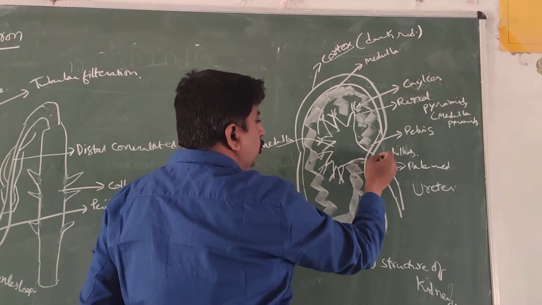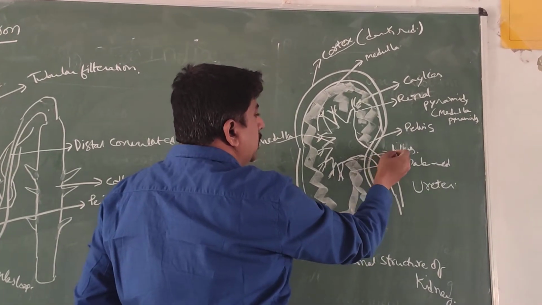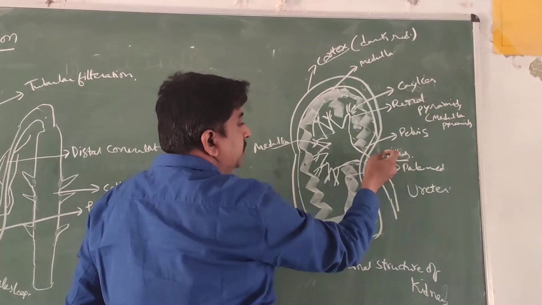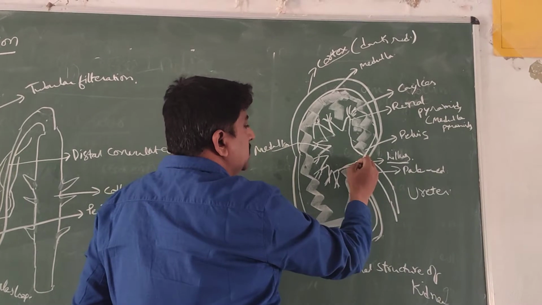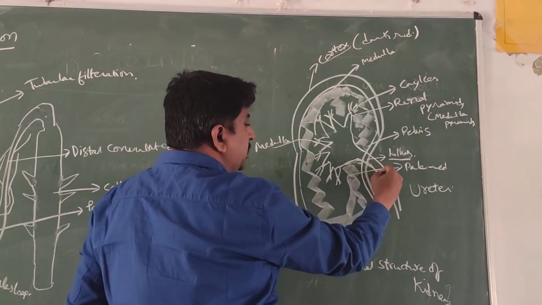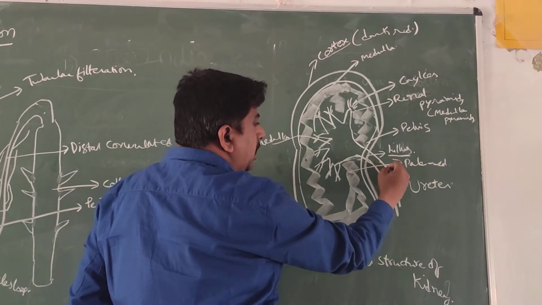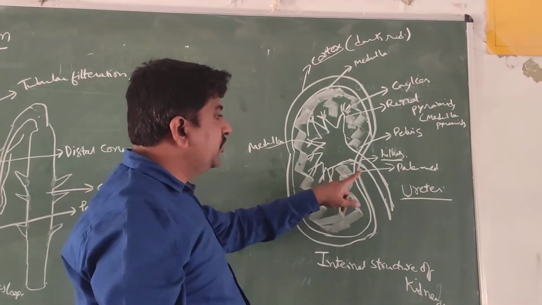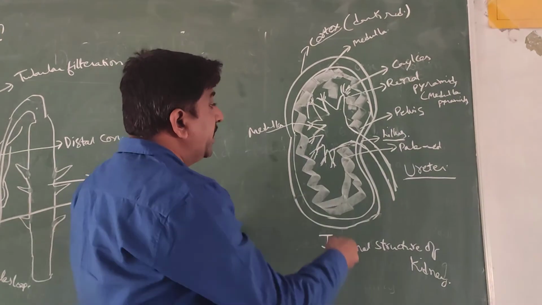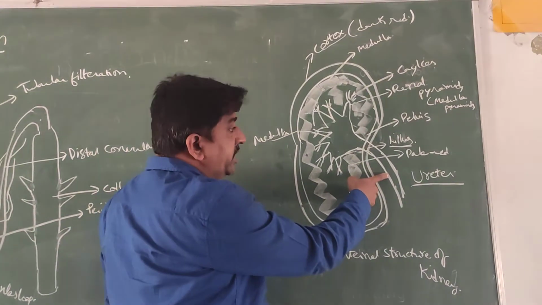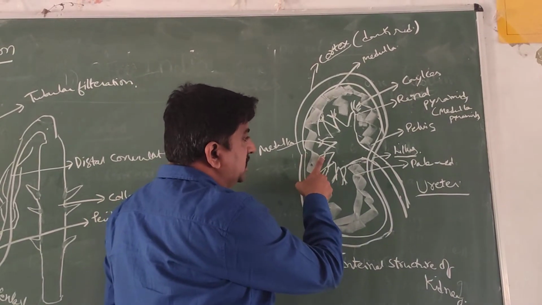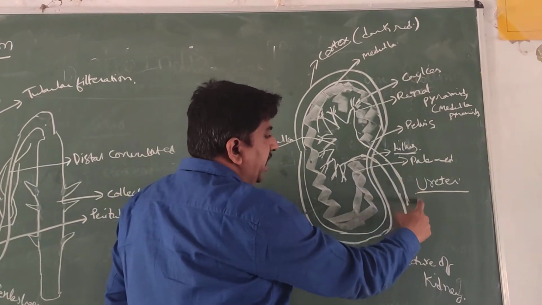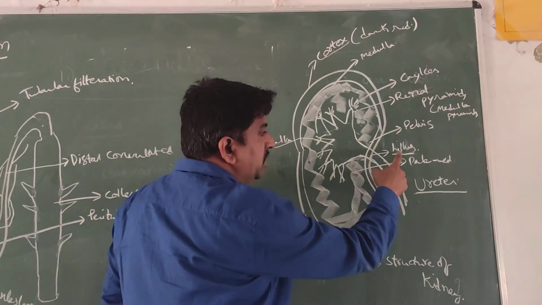The pelvis region opens into a notch. That notch depression is called the hilus. From the hilus arises a tube-like structure that is called the ureter. The ureter is a tube-like structure arising from the hilus region. But I explained already yesterday: the renal artery enters inside through the hilus, and the renal vein exits or goes outside through the hilus.